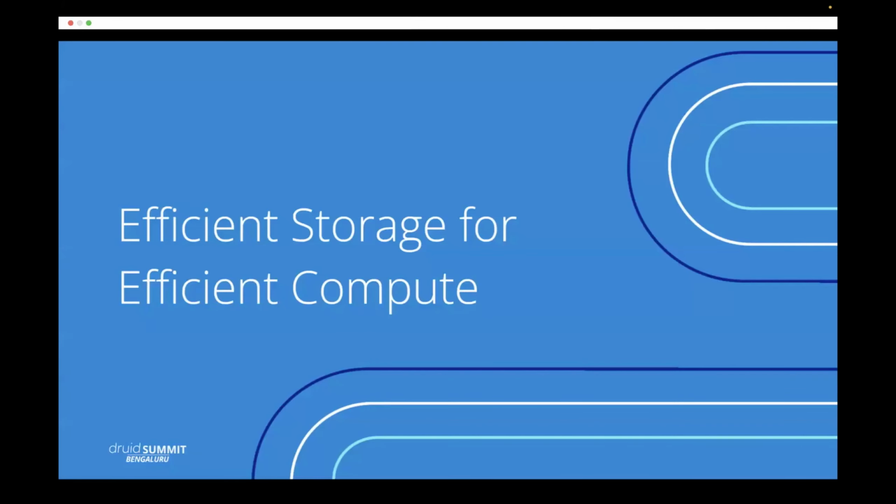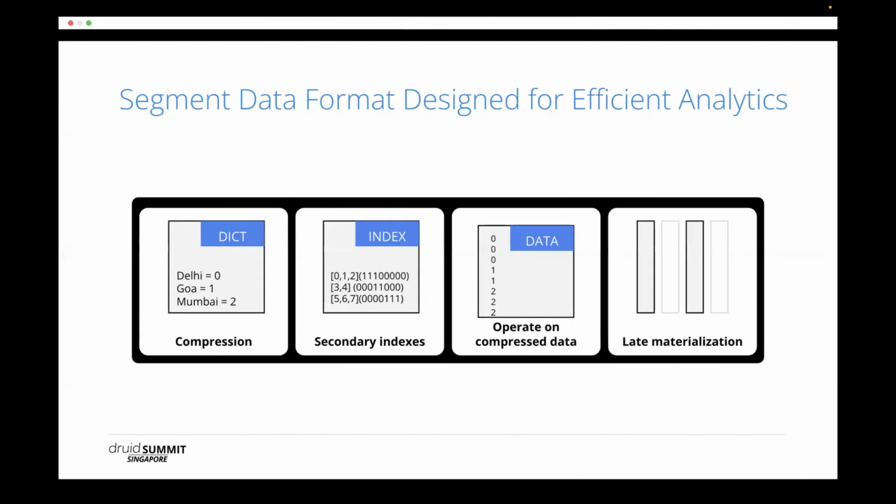So let's see what is the deal with the data format. Druid does a few things with the data format. It compresses the data, dictionary encodes and compresses, uses bitmap indexes and also uses secondary indexes. And there is late materialization because filters are first applied and then aggregation is done.